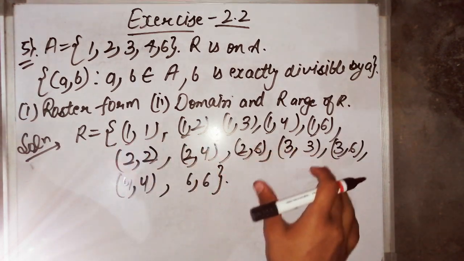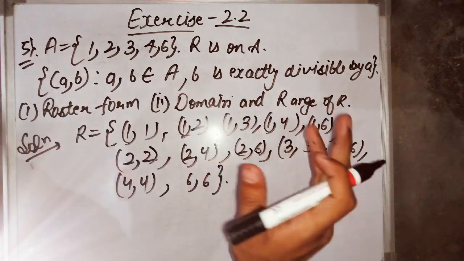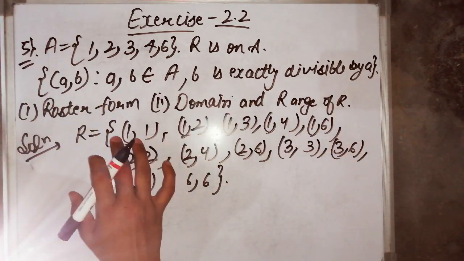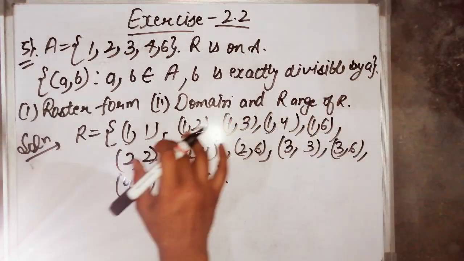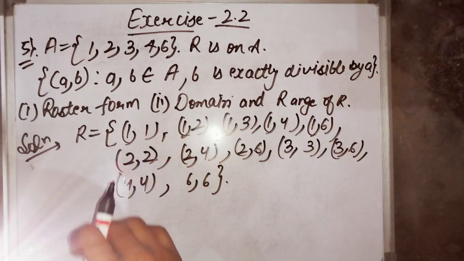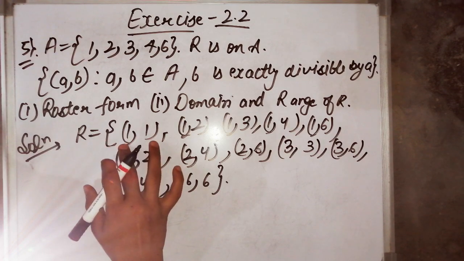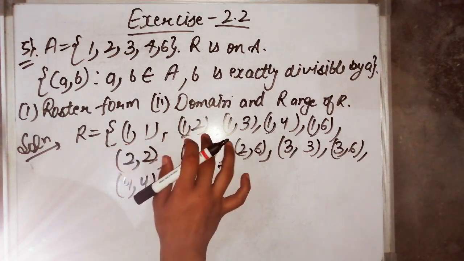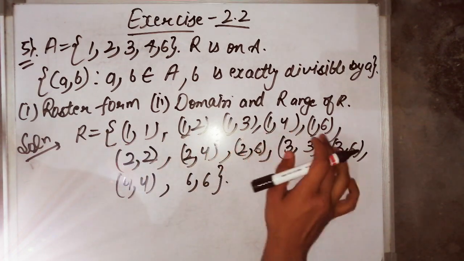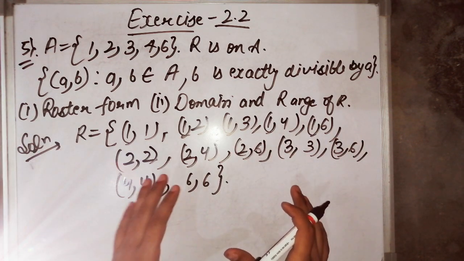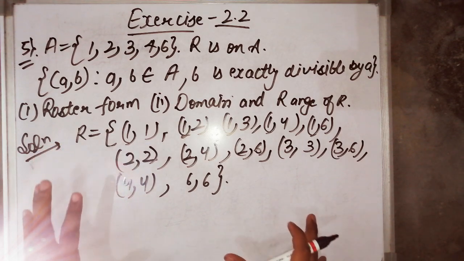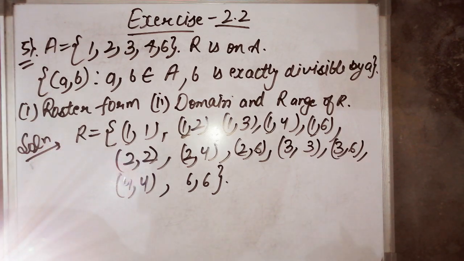How did I find out this relation from A to A? The relation which was given to us is B is exactly divisible by A. If you see here, I have divided 1 by 1, 2 by 1, 3 by 1, 4 by 1. And if you see these carefully, each and every one of them is exactly divisible, and none of them gives us a remainder. The remainder which it gives us is 0.